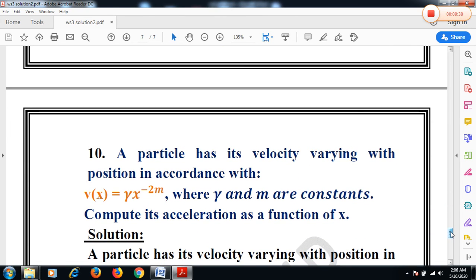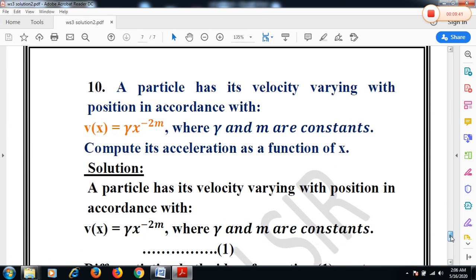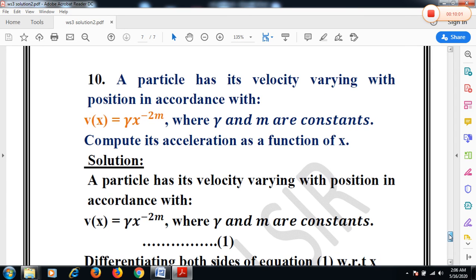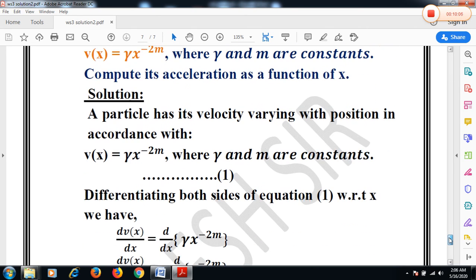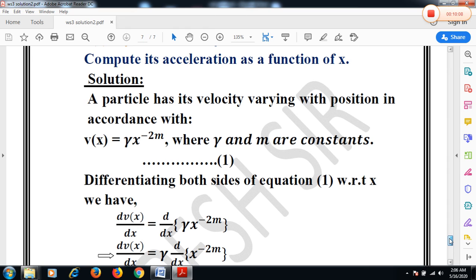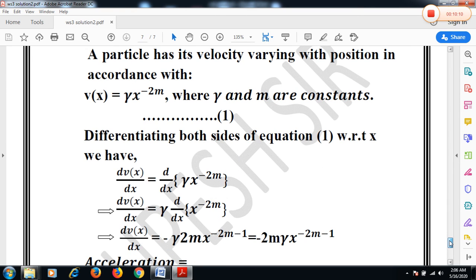So let us move forward to the last problem of this set, which is problem number 10. A particle has its velocity varying with position in accordance with Vx equals gamma x to the power minus 2m, where gamma and m are both constants. Compute its acceleration as a function of x. Let us move forward to the solution of this problem. So the particle has its velocity varying with position in accordance with Vx equals gamma x to the power minus 2m, where gamma and m are both constants as per the given condition.